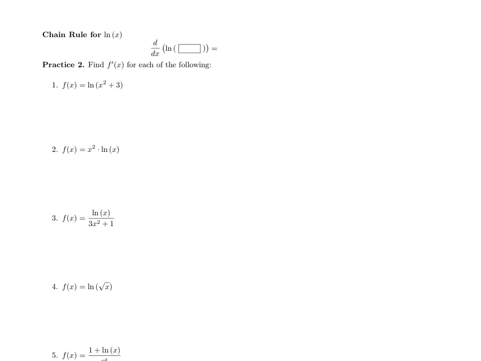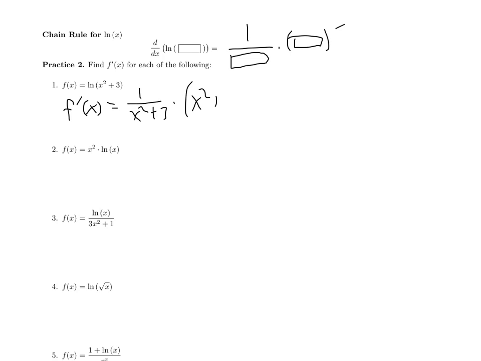On the back page, we're using primarily the rules for the log function. Our general chain rule for the log function is that the derivative of the natural log of something is just 1 over that something times the derivative of that something, and that rule gets used right away in number 1. The derivative of this will be 1 over x squared plus 3, since that's the stuff inside the log, and then times the derivative of x squared plus 3, which of course is just 2x.